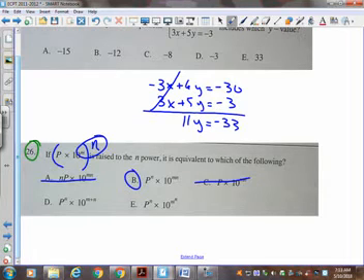Yes, because everything's raised to the nth power. So that means you got to give everybody that power. Everybody good with that? Okay.